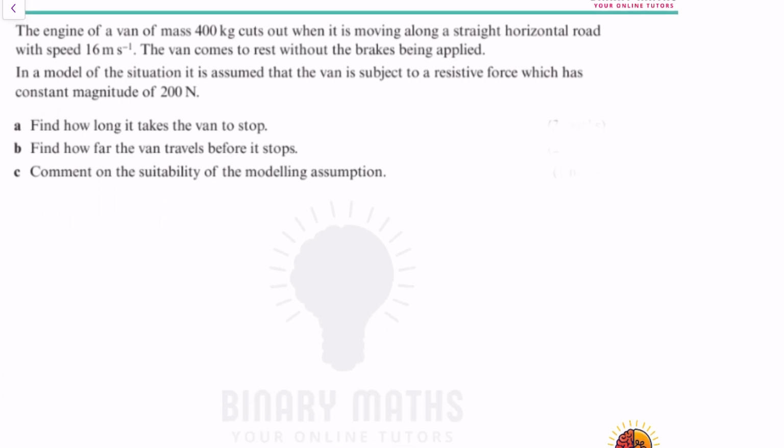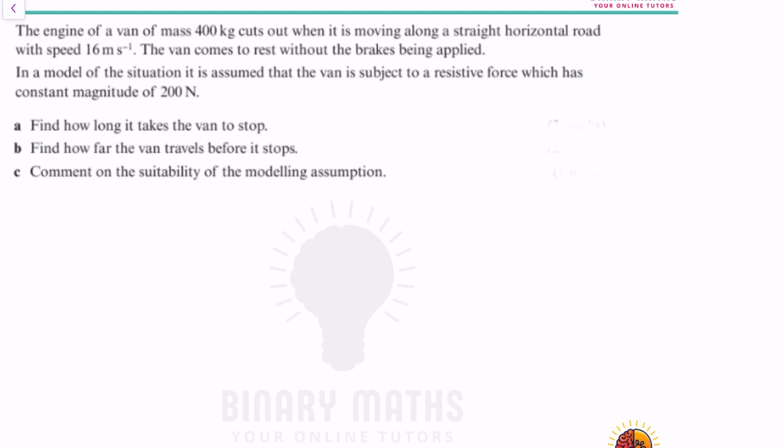The engine of a van of mass 400 kg cuts out when it's moving along a straight horizontal road with speed 16 meters per second. The van comes to rest without the brakes being applied. In a model of the situation, it is assumed that the van is subject to a resistance force which has a constant magnitude of 200 newtons. Find how long it takes the van to stop.